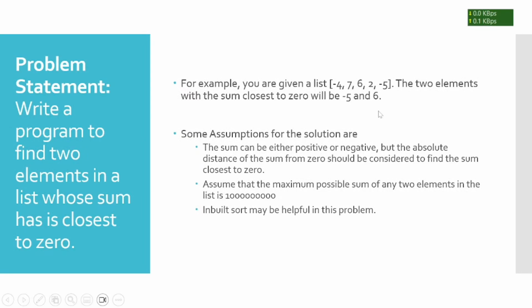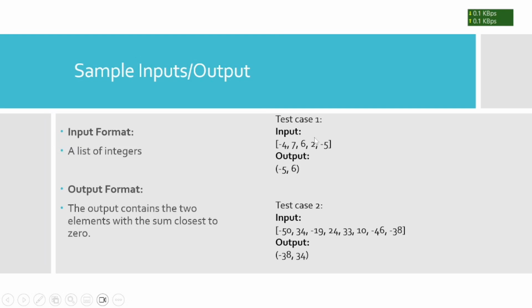Other assumptions are the input will be in the form of a list of integers. The output will be two integers, a pair from the same list. So for example, if we have input -4, 7, 6, 2, and -5, the final output should be -5 and 6, which when summed is 1, which is the closest to 0 present in this list.